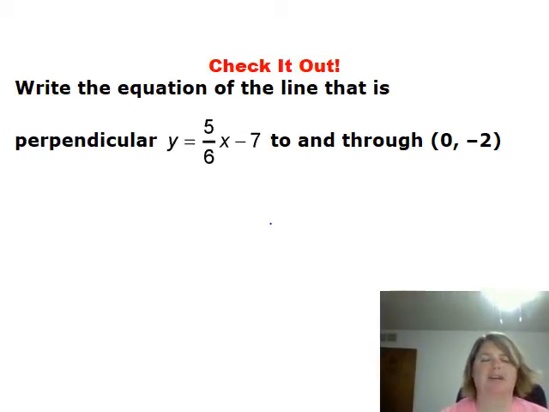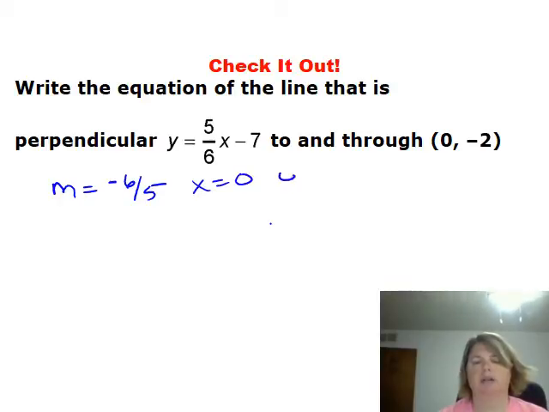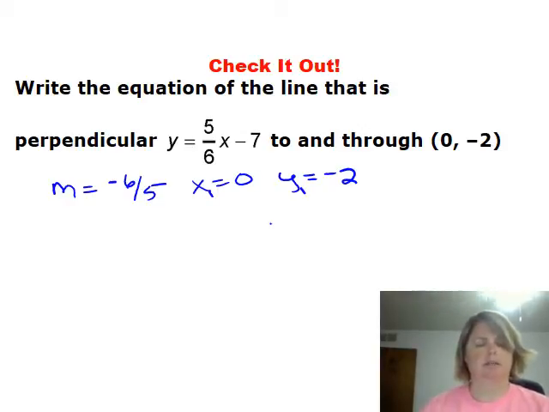So let's see if you got the right answer. You have m equals negative 6/5. You have x equals 0 and y equals negative 2. All right, a lot of these times we'll see these problems on the ACT test. So these are really good ones to go through.